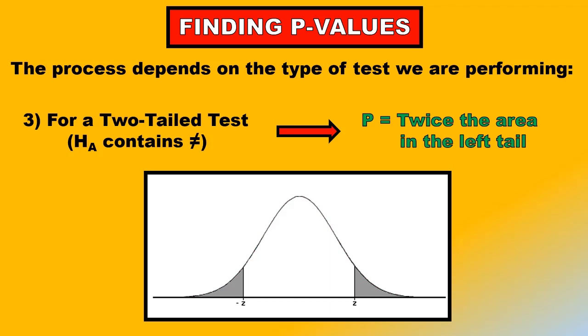And why do we choose the left tail? Well, remember that the standard normal distribution always has areas to the left. So the left tail area is a little bit simpler to find than the right tail area. But if you wanted to find that area in the right tail and double it, you totally could. It would just require a little extra work as you go through it.